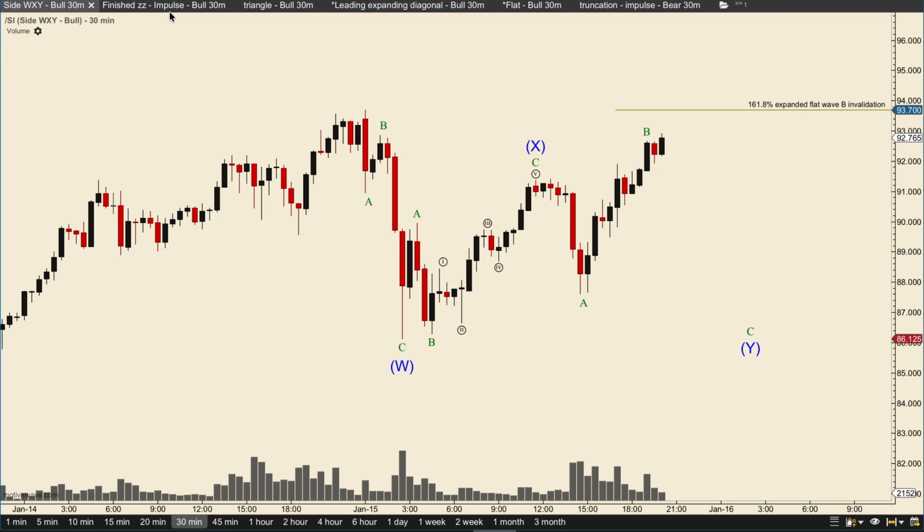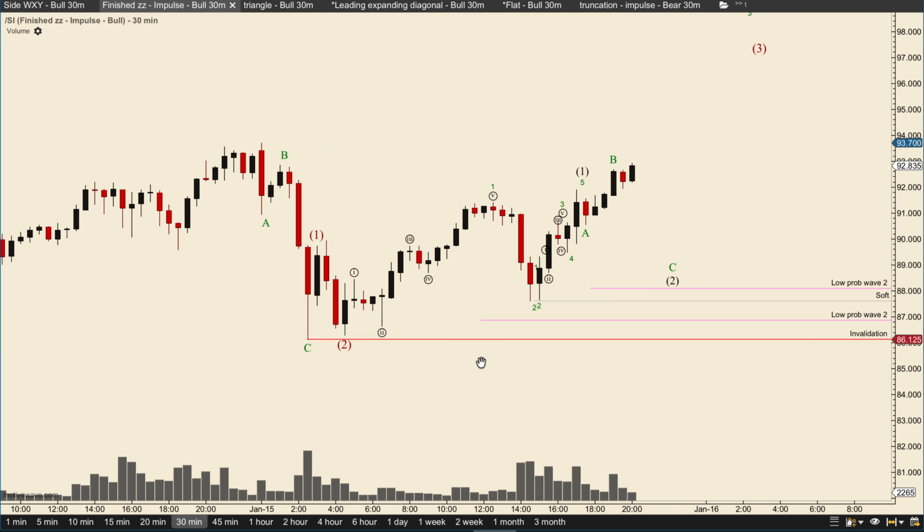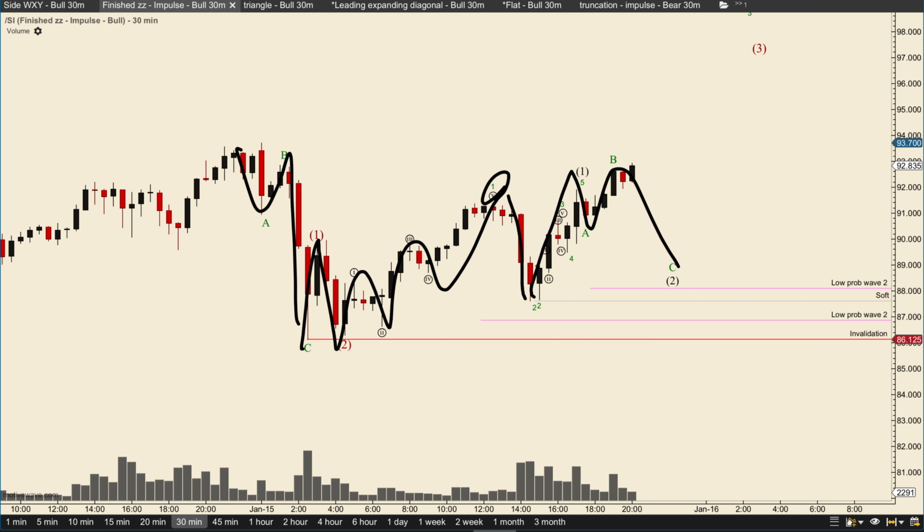So yeah, unless we touch this, this has a very high probability, and we are expecting then to take out this high and move up to new highs basically. And this, so ABC and then 1, 2, 1, 2, 3, 4, 5, 1, 2, 1 ABC.